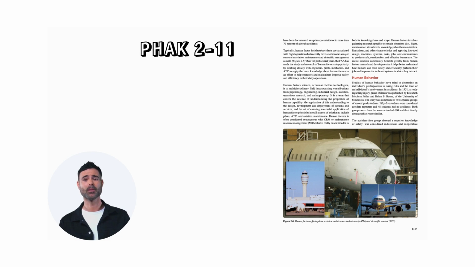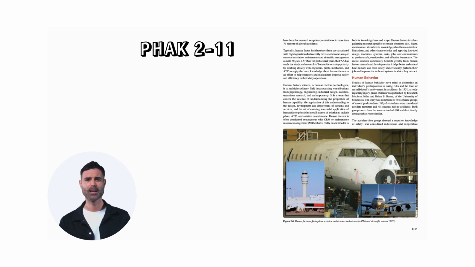Over the past several years, the FAA has made the study and research of human factors a top priority by working closely with engineers, pilots, mechanics, and ATC to apply the latest knowledge about human factors in an effort to help operators and maintainers improve safety and efficiency in their daily operations.